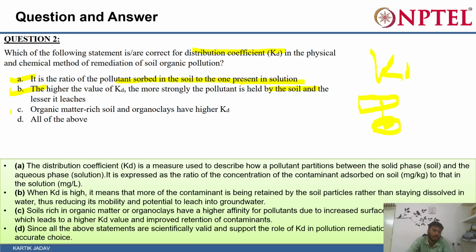And organic matter rich soils and organoclays have a higher KD. That is also correct because we know that organic matter rich soils and organoclays have higher cation exchange capacity. It means there are more negative sites that ultimately attract these pollutants. So all of the above are correct, and option D is correct.